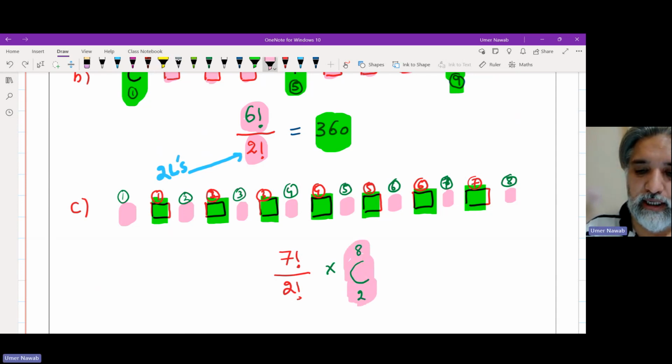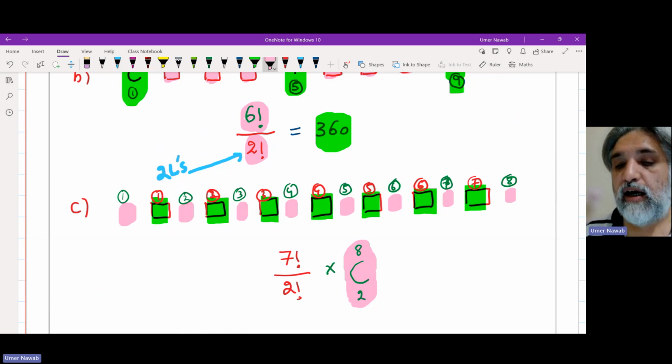This 8C2 tells that I have total 8 spaces, and out of the 8 spaces, I am going to use only 2 spaces to put those 2 E's. And E's are the same. That's why I did not write times 2 factorial, because 2 factorial divided by 2 factorial cancelled. No need to write that.